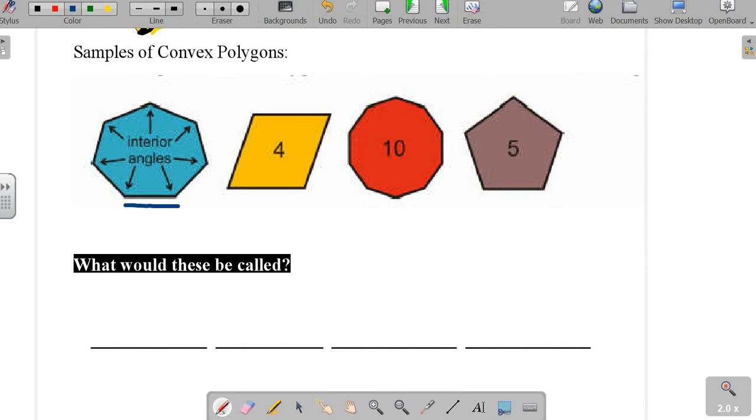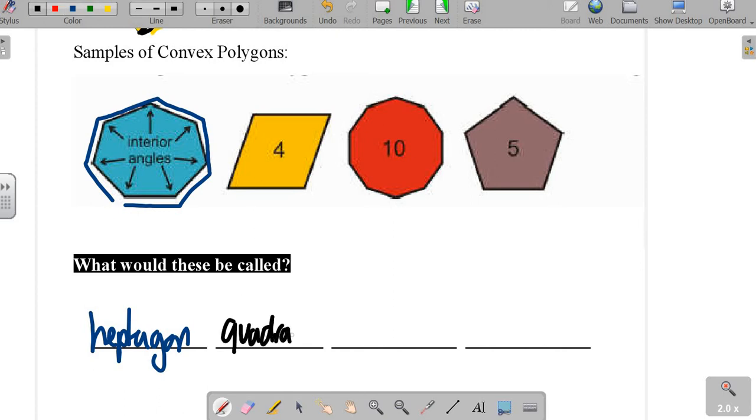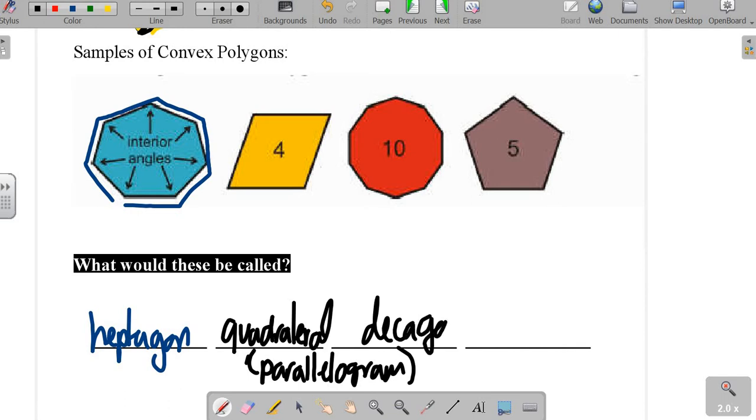We would call this, chase it around, a heptagon. This, of course, would be number 4, a quadrilateral. Specifically, it looks like it might be a parallelogram. You're not quite sure without the markings. This would be a decagon. And 5, of course, is a pentagon.